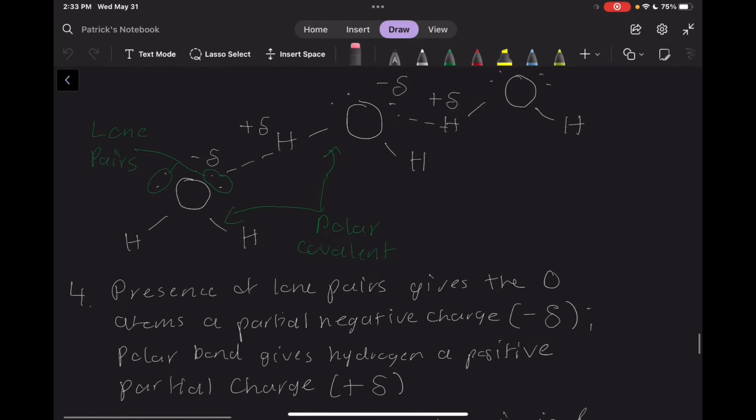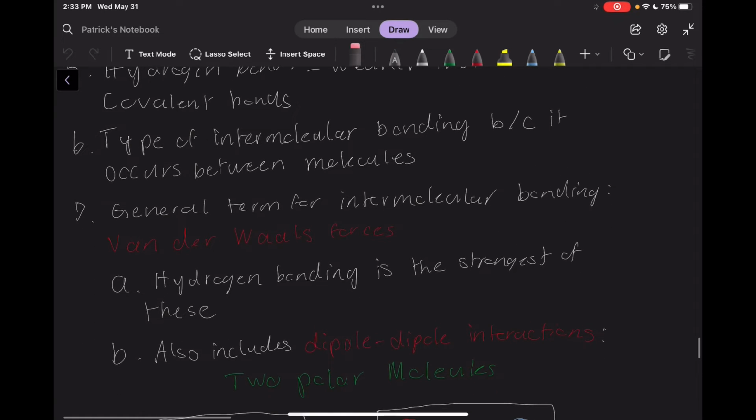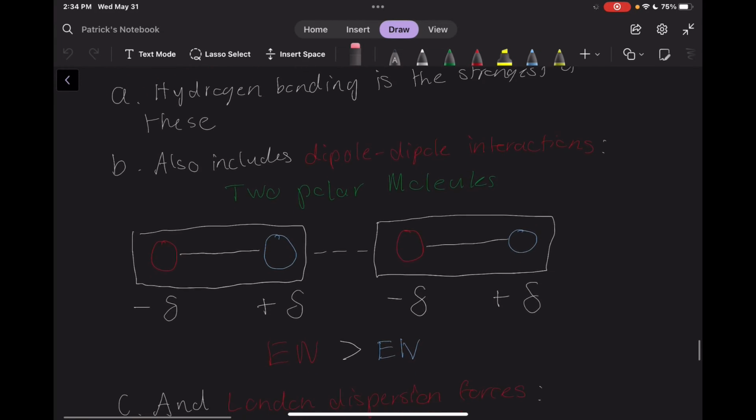Hydrogen bonding is classified as a type of intermolecular bonding because it occurs between molecules. It is not, however, the only type of interaction that can happen between molecules. The collective term for all intermolecular bonding or interactions is to call them van der Waals forces, named for the Dutch physicist Johannes van der Waals. In addition to hydrogen bonding, there's a second type of intermolecular interaction called a dipole-dipole interaction.